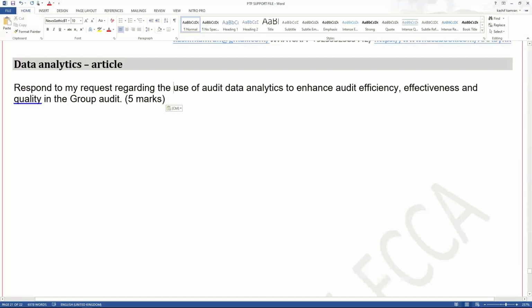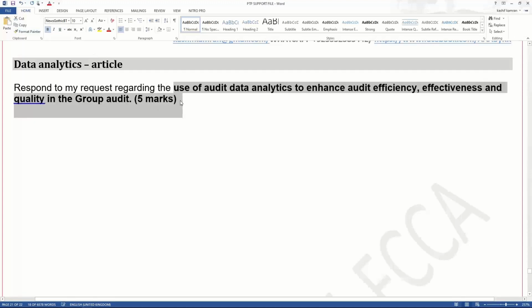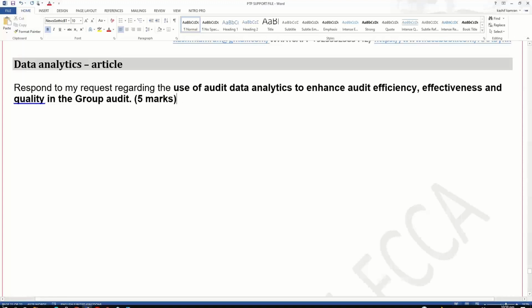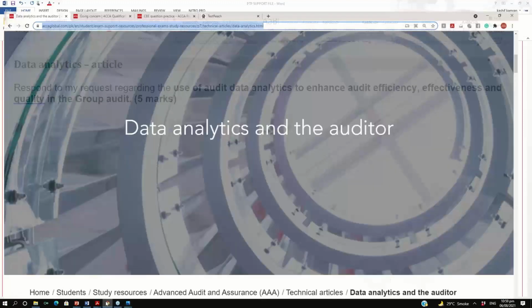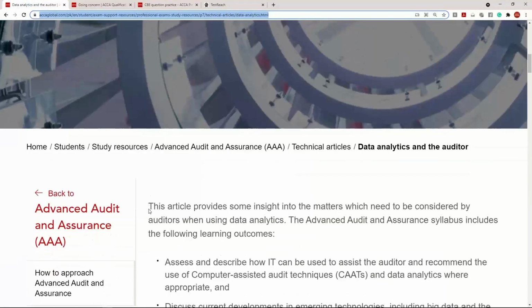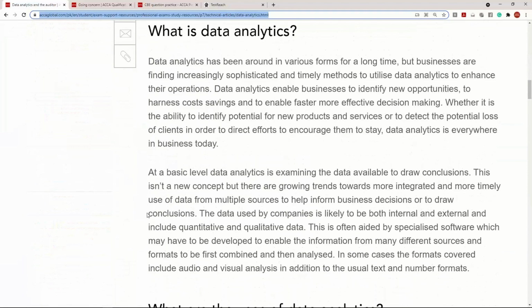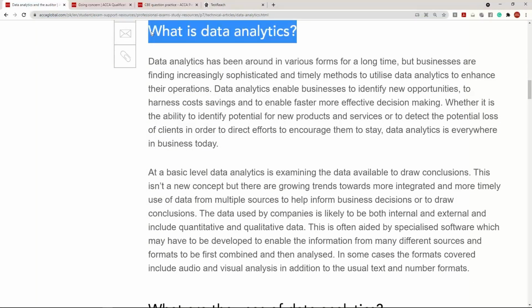When you look at this question for 5 marks in the September-December 20 exams, that the use of data analytics enhances audit efficiency, quality, and effectiveness is true. The examiner was just testing your knowledge that the use of data analytics does result in efficiency, effectiveness, and quality, because this was given right in the examiner article. You read the examiner article, it tells you what is data analytics. So you can read that on your own.